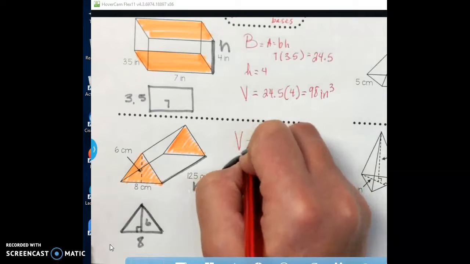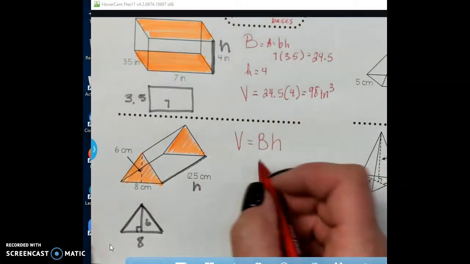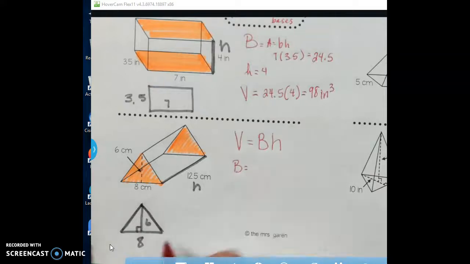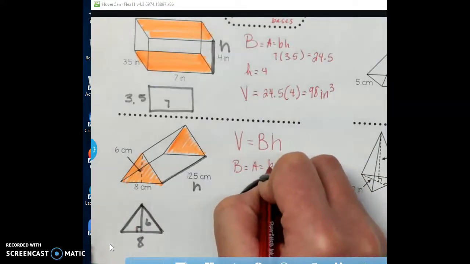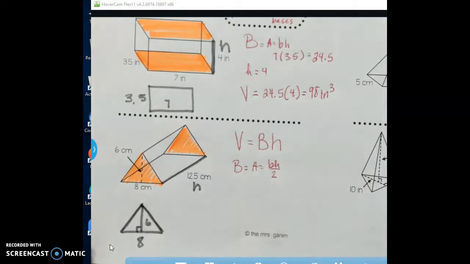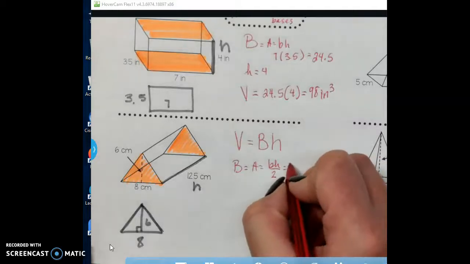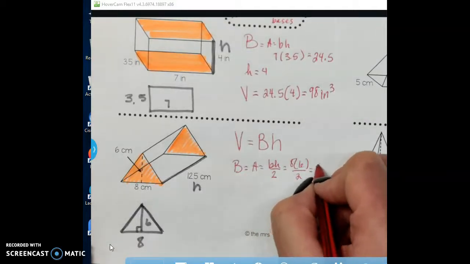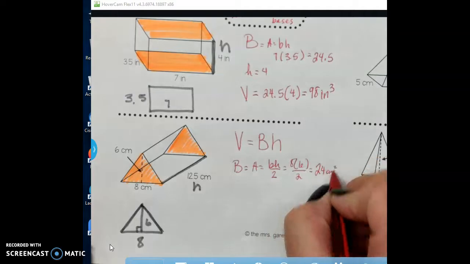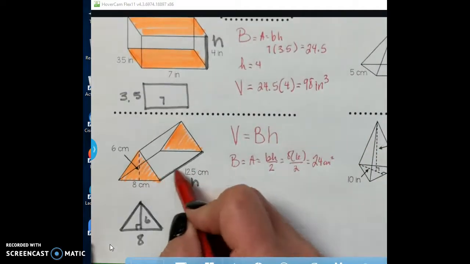So our volume formula is area of the base times the height of the shape. Area of the base would be the area of a triangle. We are not forgetting that the area of a triangle is dividing the product of the base and height, these two numbers, by 2. So that will give us 8 times 6 divided by 2, 24 square centimeters.